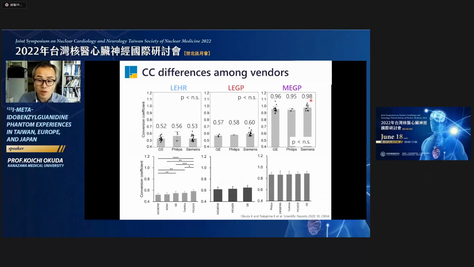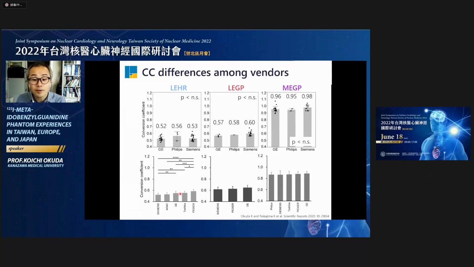In comparison with the Japanese MIBG study, there were some differences in the LEHR condition. This is because Japanese MIBG phantom images were acquired with various imaging conditions, such as pixel sizes and acquisition durations.